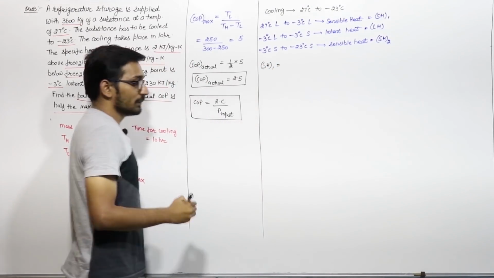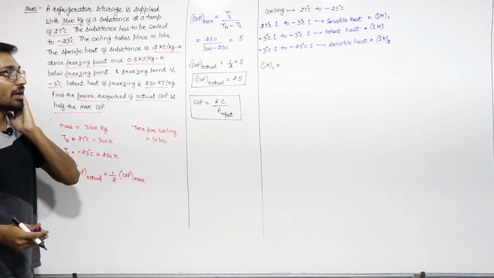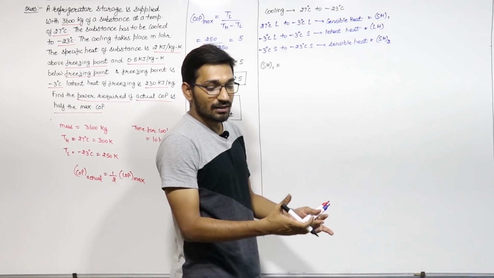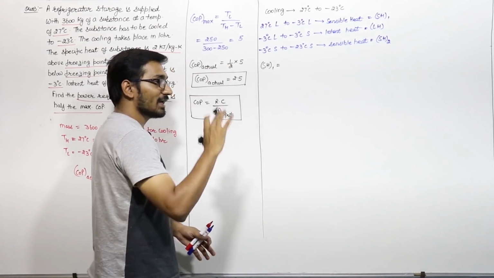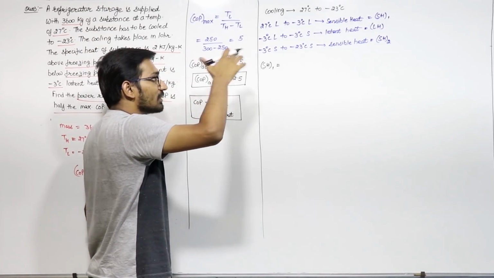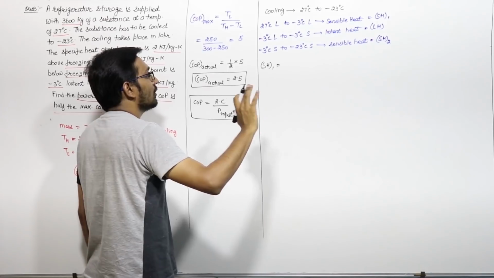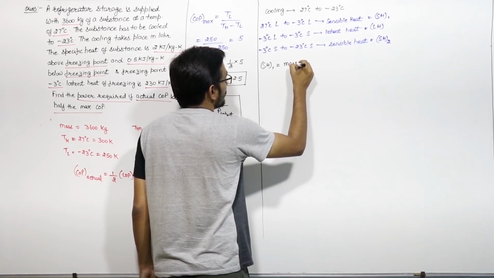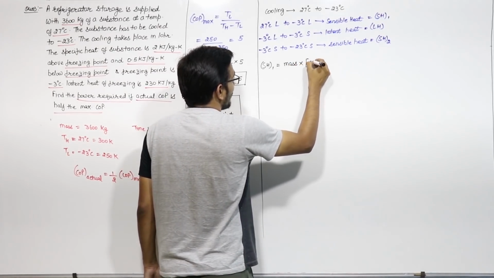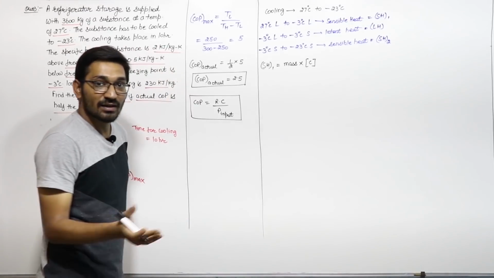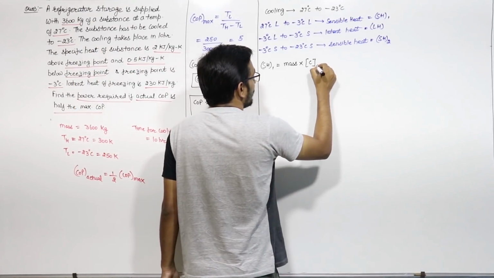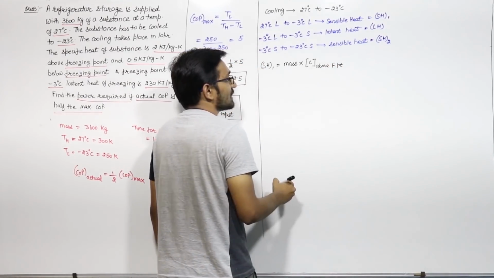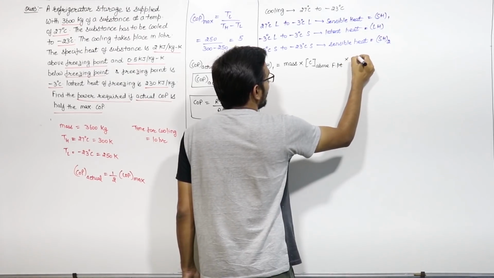This will be equal to, if we find out per unit mass, what is the heat? mc delta T, right? Now we are finding per unit mass, then again we'll multiply with the mass. So this will be mass of the substance into specific heat. Which specific heat? Above the freezing point, right? I am writing like this: specific heat above the freezing point into delta T.